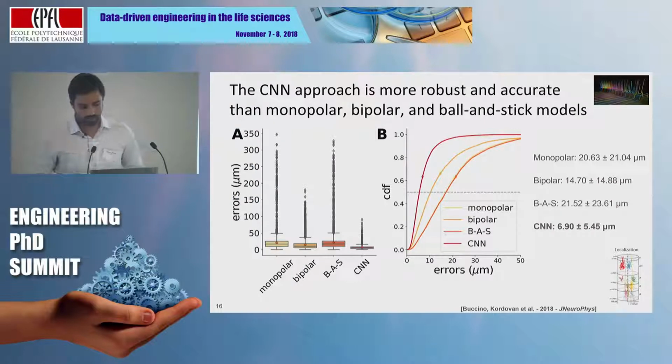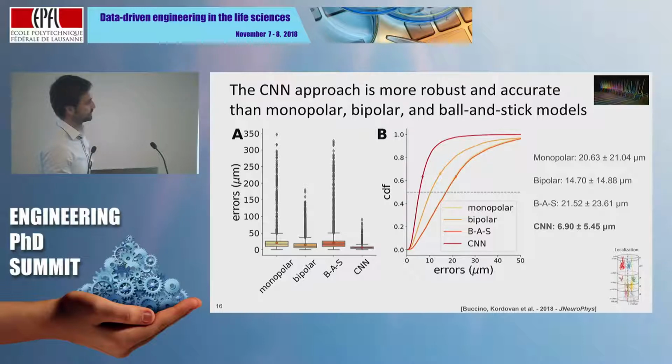And how does it compare to state-of-the-art algorithms? Here I'm showing the error between the ground truth position of the soma and the reconstructed one. And we can see that the convolutional neural network performed way better than the other inverse approaches.